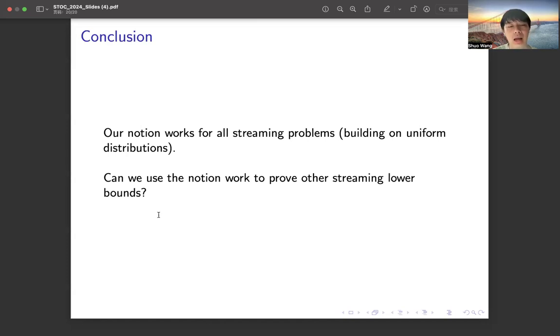And I think our notion works for most streaming problems, as the notion is built on uniform distributions, and then it will have a very nice upper bound. And a very interesting problem is whether we could use this notion to prove multi-pass streaming lower bounds for some other streaming problems.